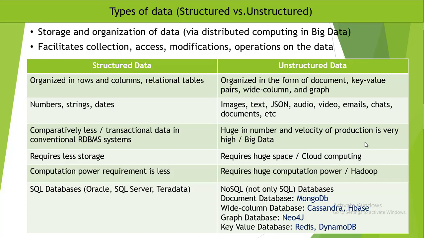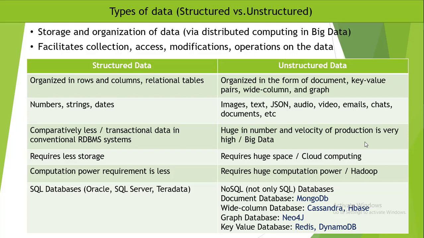And if I talk about a more standard way of storing those relational data, then we have seen databases like Oracle, SQL Server, Teradata. So those are standard databases where we can store the data in the form of rows and columns. In structured data, the data is actually in the form of numbers, strings, or dates. Right? Now let's look at the unstructured data.